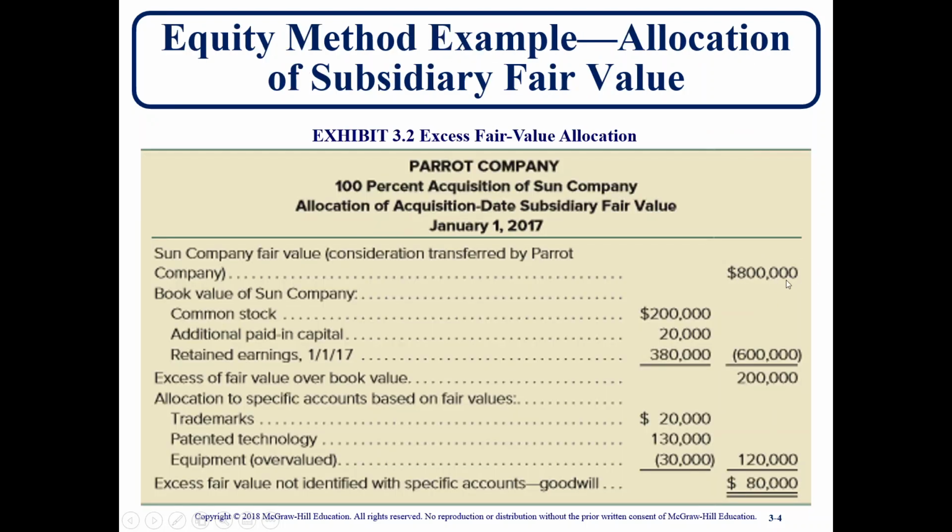So we have our consideration transfer. We have the book value of Son Company on January 1st, 2017. We have the differences between fair values and book values for these assets. And we still have a remaining difference, which we're going to call goodwill. Okay, so goodwill is $80,000.